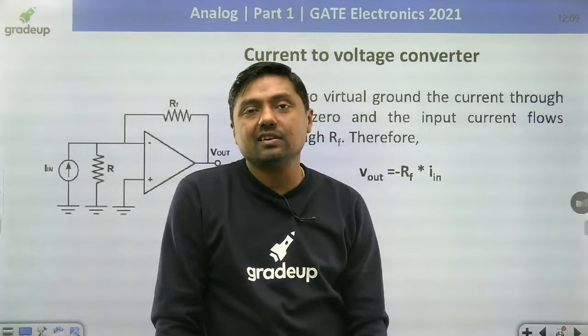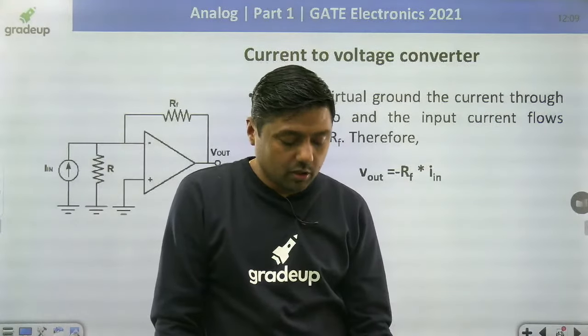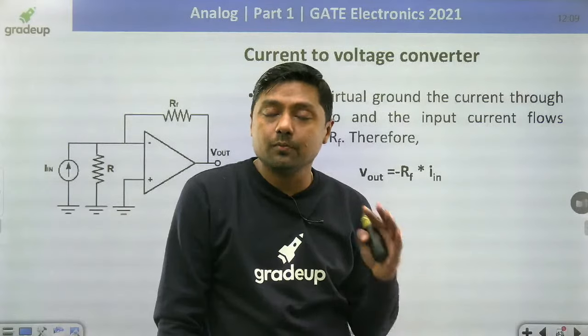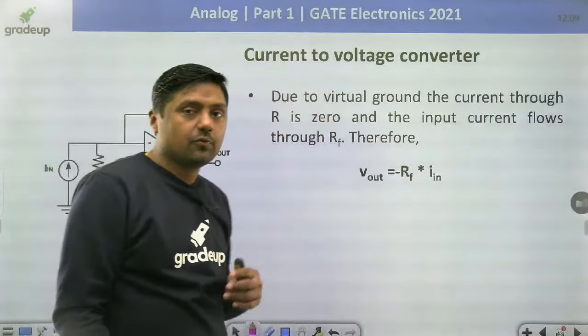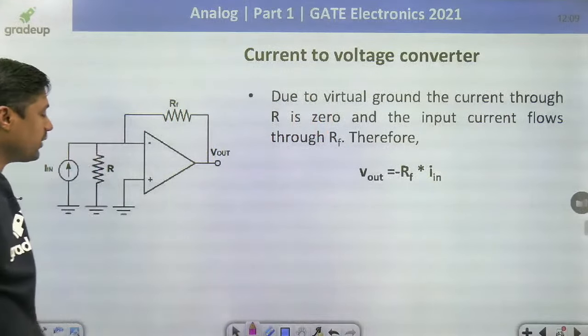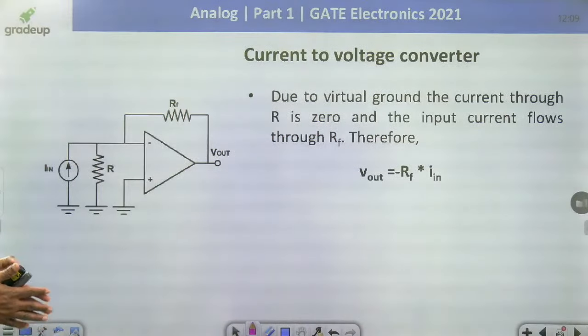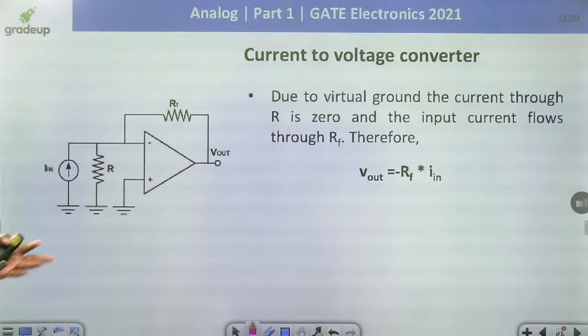Okay. And again, analog will play an important role to get a single digit rank or a 2 digit rank. Without analog, it is not possible to get it, whether it is an electrical branch or electronics or instrumentation. Now next one. This is simply a voltage to current converter.